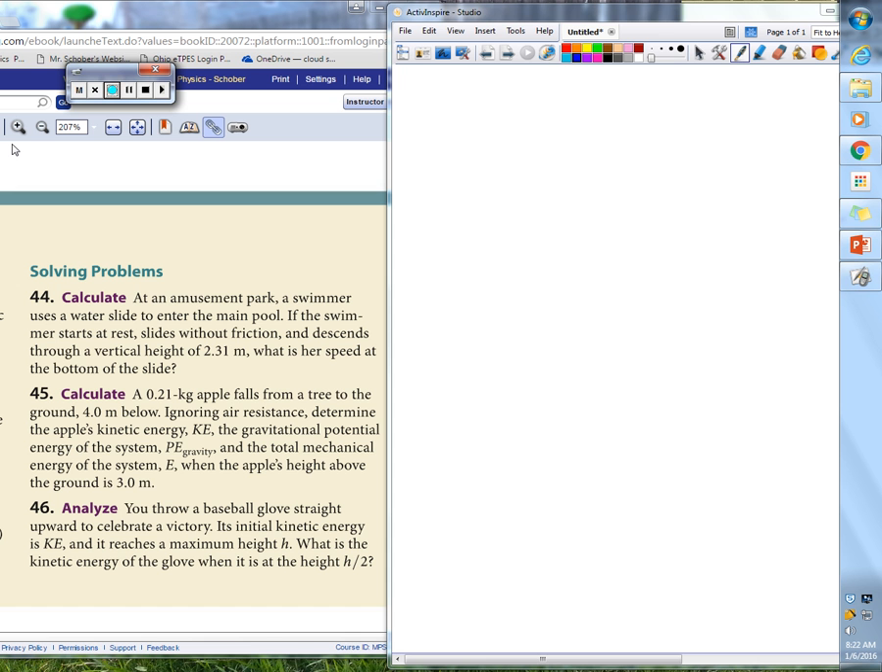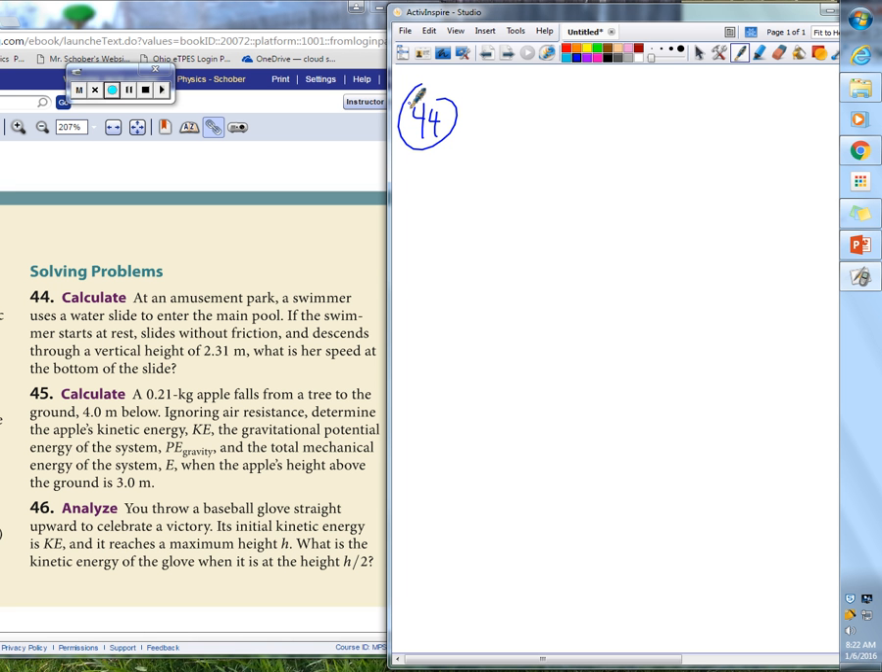All right, moving right along to number 44. Get a few more problems involving some of these guys. At an amusement park, a swimmer uses a water slide to enter the main pool. If the swimmer starts at rest, slides without friction, and descends through a vertical height of 2.31 meters, what is their speed at the bottom of the slide? At the bottom of the slide.